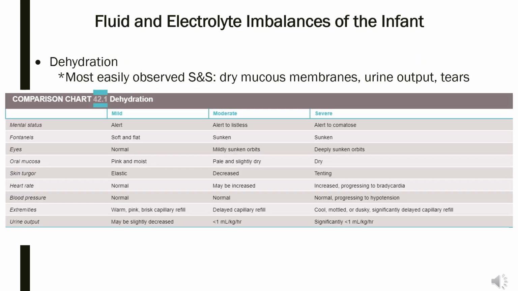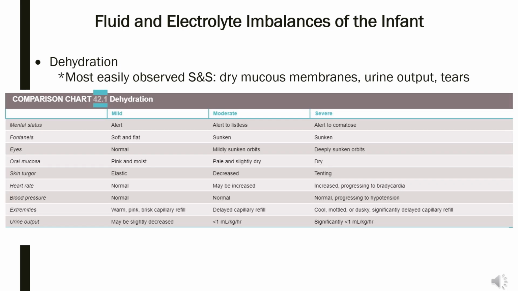This chart taken from your textbook shows how dehydration presents in infants and how the findings progress from mild to severe. The earliest signs we usually notice are dry mucous membranes, changes in the urine output, and absence of tears. These are the first visible clues that fluid balance is changing, so the caregiver can actually be educated regarding this and to look out for it.